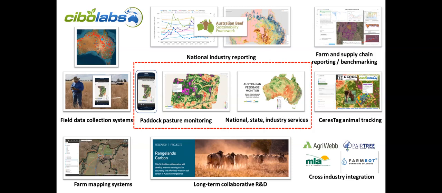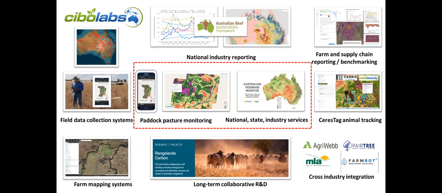While we're working at paddock scale, we're also working with the Australian Beef Sustainability Framework on their industry reporting systems. We're doing work around benchmarking, and I'm going to show you some examples of that in relation to this project in a minute. We're working with the likes of Ceres Tag, tracking animals around the paddock. We've got farm mapping systems we've developed, data collection systems on the ground we've developed, and we're working with long-term research projects.